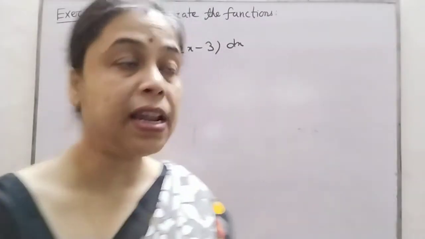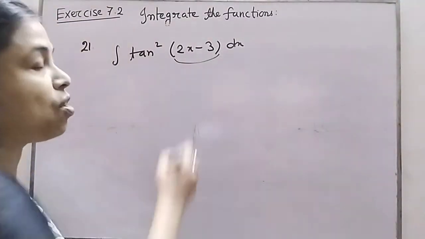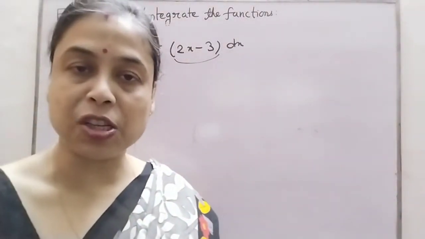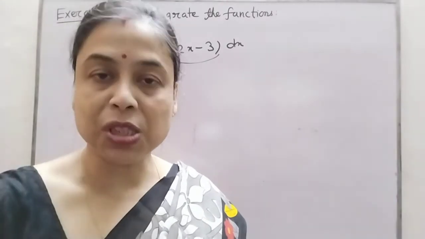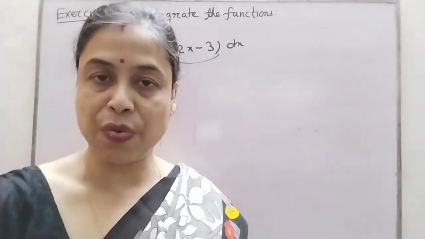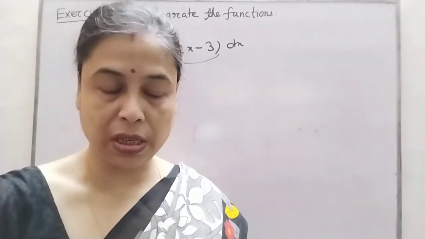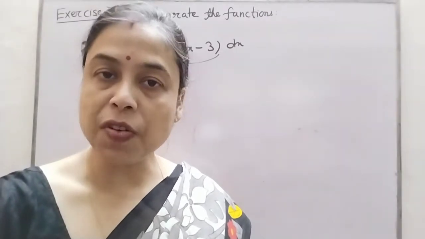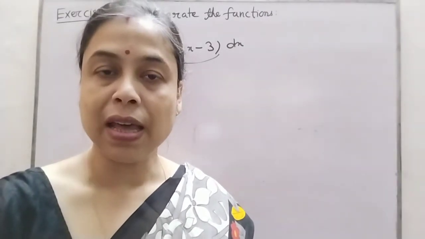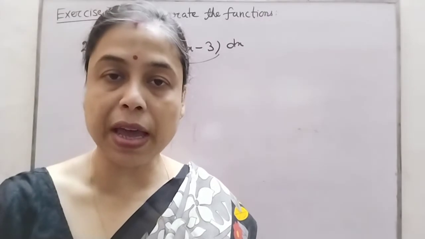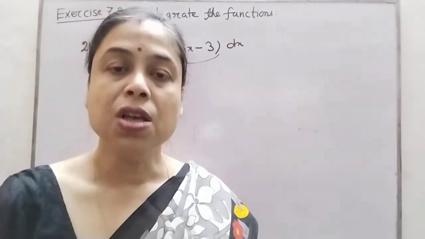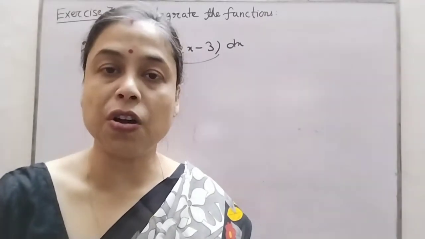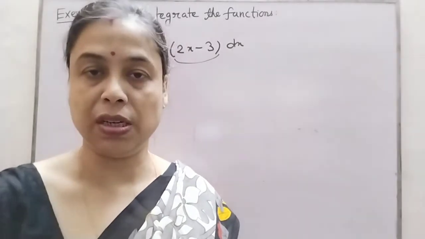But before that, I have to change this because it is not x, but a linear expression. It doesn't matter. If I substitute twice x minus 3 equal to t, the derivative of a linear expression will give you a constant, and a constant we can bring to any side, on the right hand side. So whether the constant is present or not, it doesn't matter. You can substitute it.